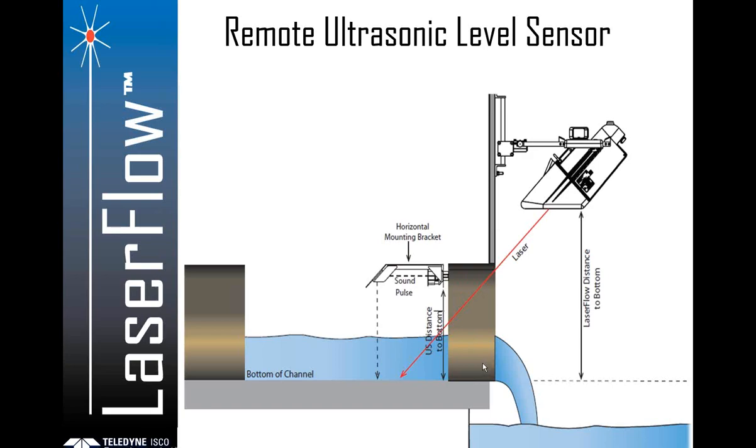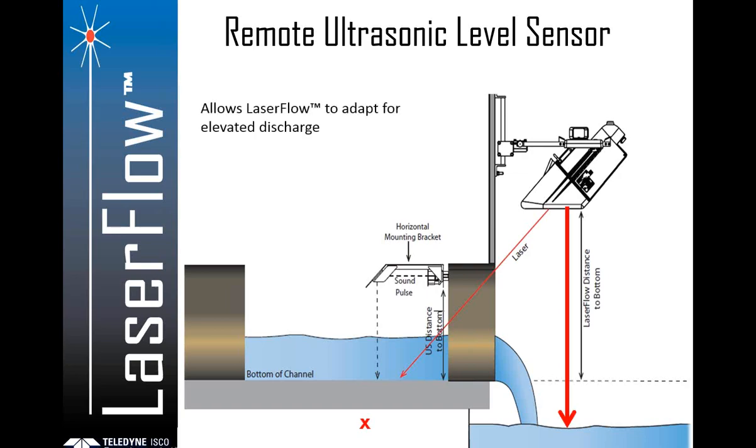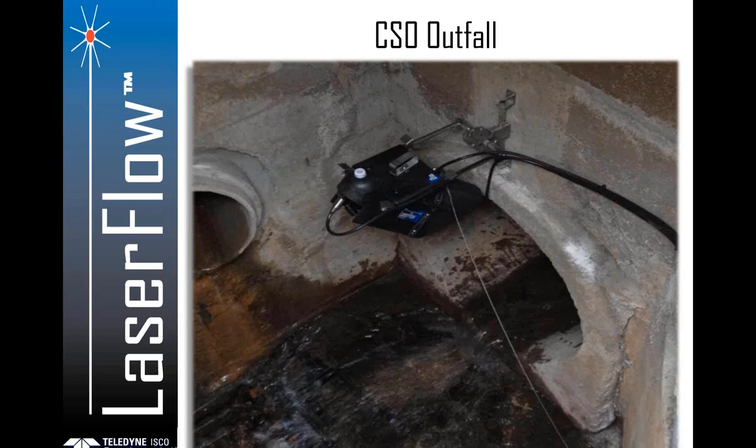You can see from the diagram here that it would be impossibly inaccurate, would be the best way to put it, to actually measure the water level from the standard rear-mounted portion of the laser flow. So this option shows the remote ultrasonic level sensor accessory. So it allows you to adapt for the elevated discharge.